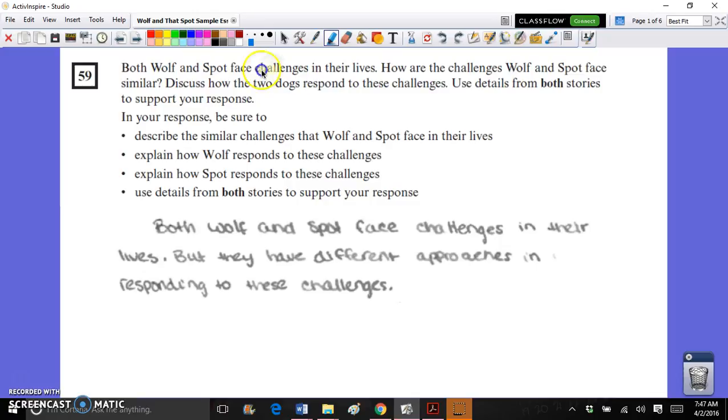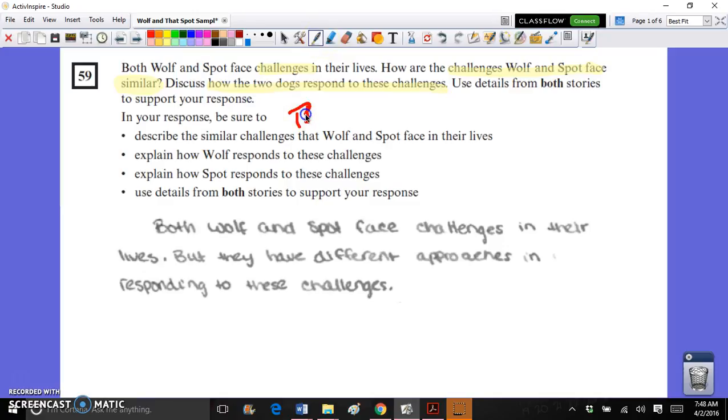All right, so they had to focus on challenges. They had to talk about how both Wolf and Spot face the challenges and how they're similar. So you have to really focus on what's the same about the challenges these two dogs face, not if one dog faces a challenge and the other one doesn't. And then they also had to talk about how the two dogs respond to these challenges.